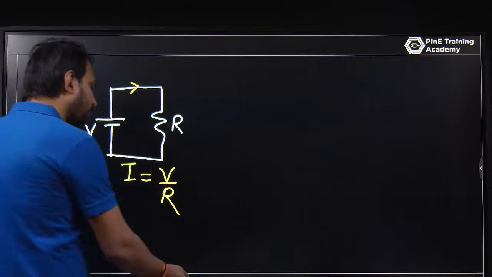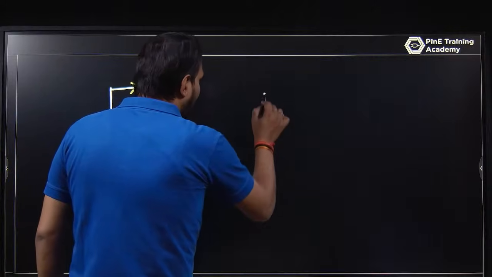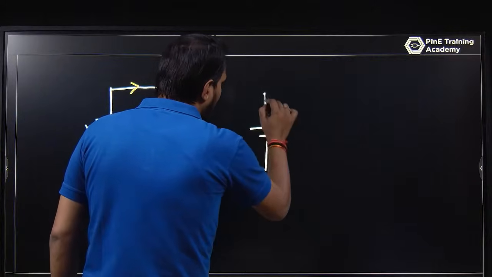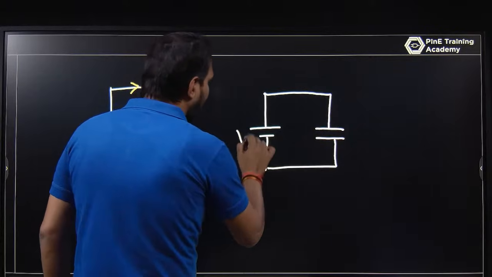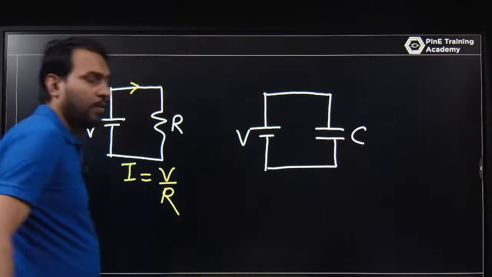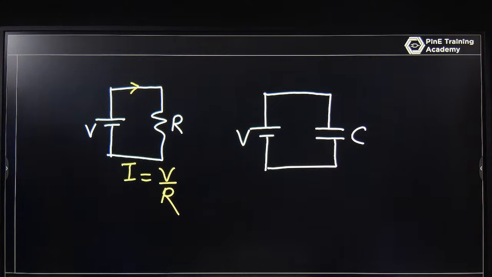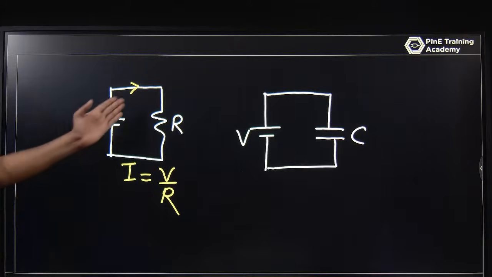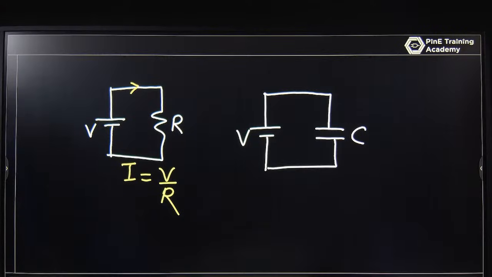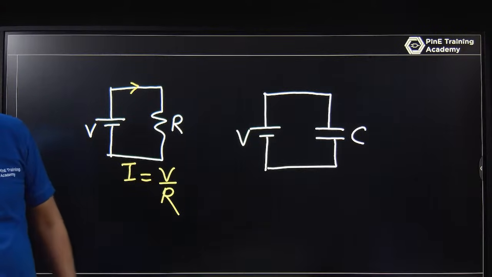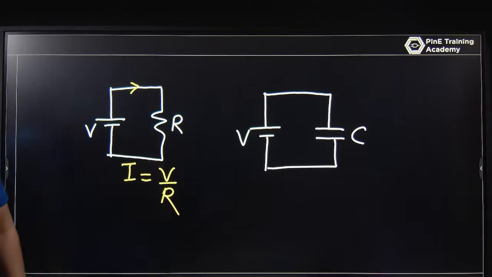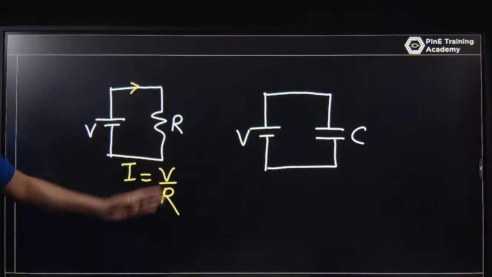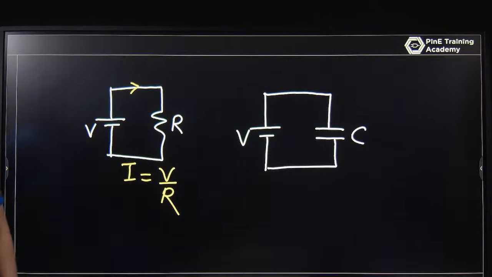But if I am using a capacitor, what is happening? What will happen if you have a DC voltage source? The DC current will pass, and the DC current is I is equal to V by R. Let V be 5 volts and the resistance 1K, then a 5 milliampere current is passing through this resistance and through the voltage source.